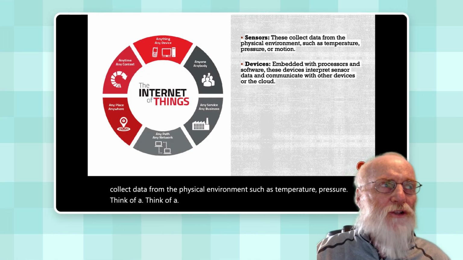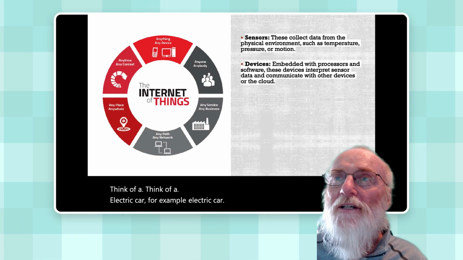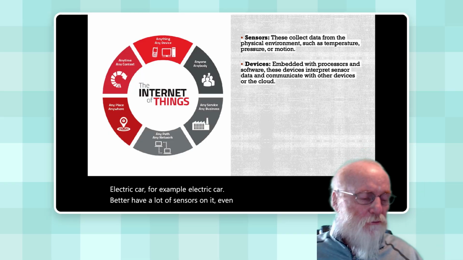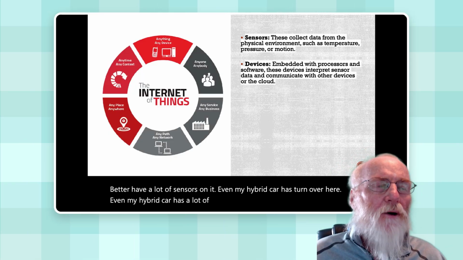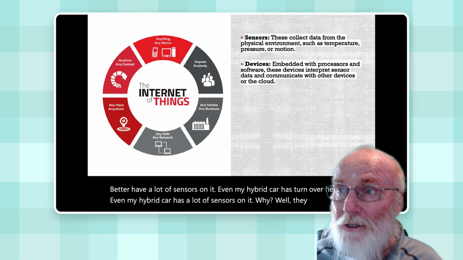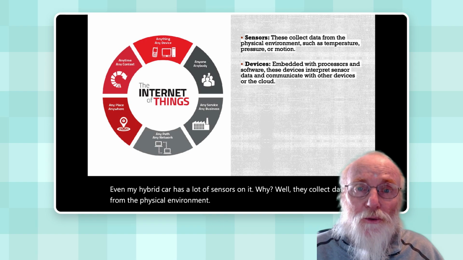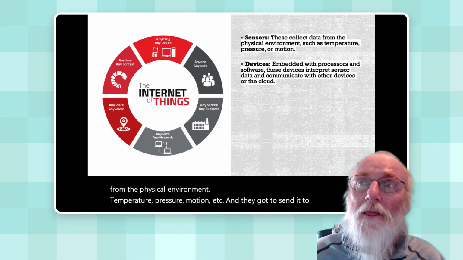Think of an electric car, for example. An electric car better have a lot of sensors on it. Even my hybrid car has a lot of sensors on it. Why? Well, they collect data from the physical environment, like temperature, pressure, motion, etc., and they've got to send it to someplace else, a server someplace.